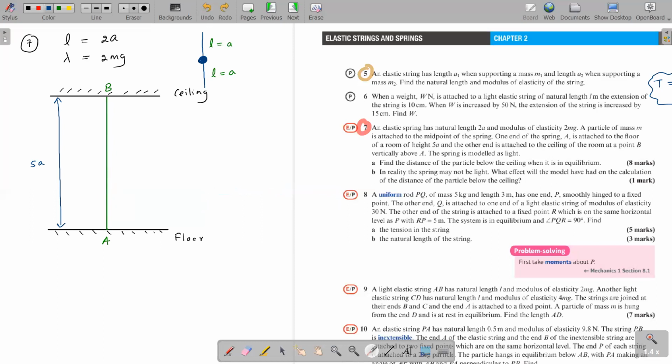So therefore, what happens? Let's say the exact middle is 2.5A. You will need to expect to see your particle a little bit below the 2.5A. It should be a little bit below because of the weight.